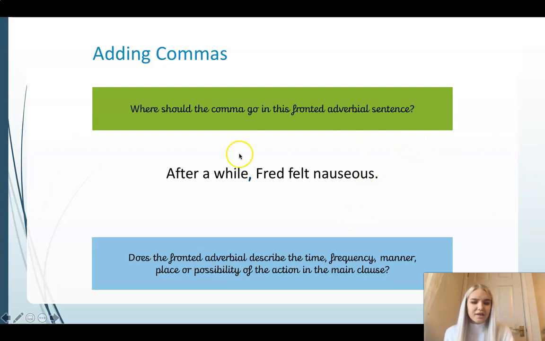Why is this a main clause? Fred felt nauseous. Why is that a main clause here? Can you remember what a main clause is? Pause the video and have a think, please. Did you remember that a main clause makes sense on its own? So if I just said to you, Fred felt nauseous, you wouldn't really need any extra information. But we can add the extra information of a fronted adverbial to help us understand when Fred felt nauseous. So we know this describes the time.